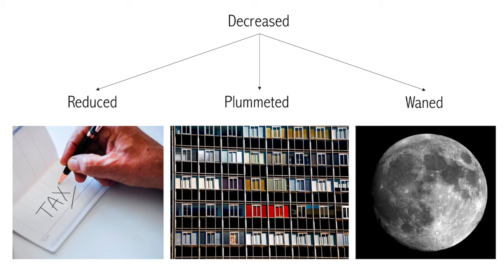The moon waned, right? I could say here this is an example where the first two are definitely wrong, right? The moon reduced is very ambiguous. Is it reducing in size?